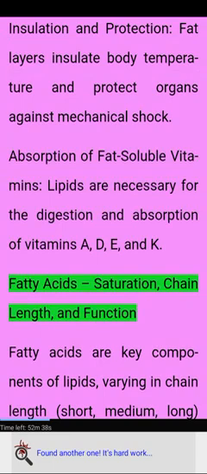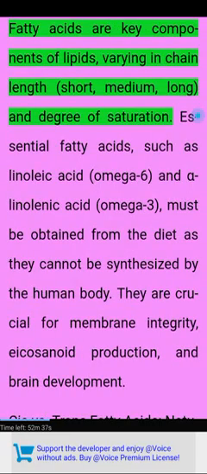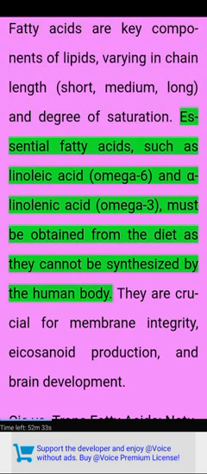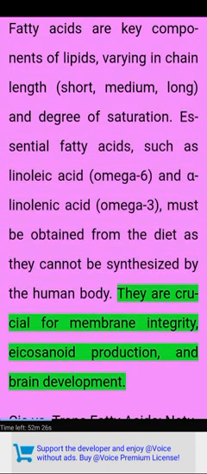Fatty acids: saturation, chain length, and function. Fatty acids are key components of lipids, varying in chain length, short, medium, long, and degree of saturation. Essential fatty acids, such as linoleic acid omega-6 and alpha-linolenic acid omega-3, must be obtained from the diet as they cannot be synthesized by the human body. They are crucial for membrane integrity, eicosanoid production, and brain development.